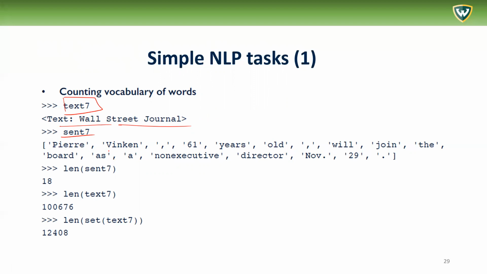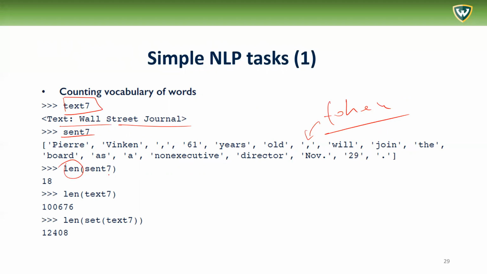Sentence number 7 in this particular article is "Pierre Vinken, 61 years old," notice how the commas are separated as a different word or different token. We call these tokens in text mining, and we'll talk more about that later next week. "Will join the board as a non-executive director November 29." So some basic functions that we usually have in Python is length.